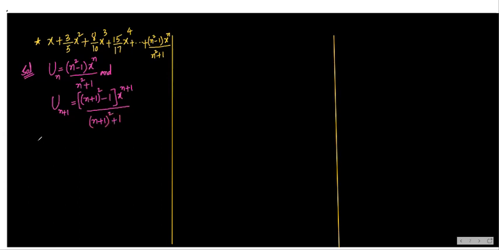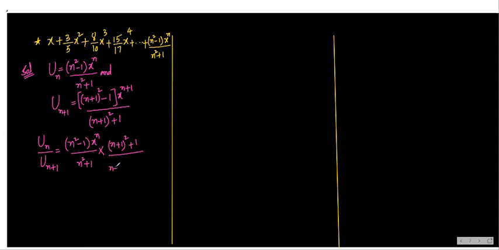Now the second step: we have to find the value of un by un plus 1. Un is n square minus 1 into x power n divided by n square plus 1, multiplied by the second fraction reversed, that is n plus 1 whole square plus 1 in the numerator.